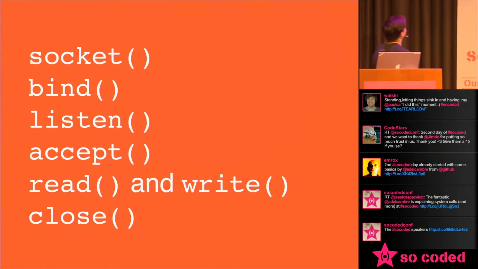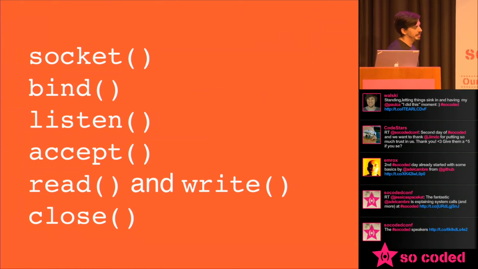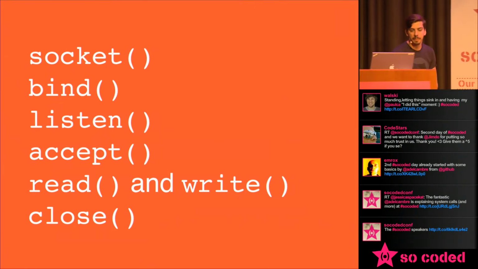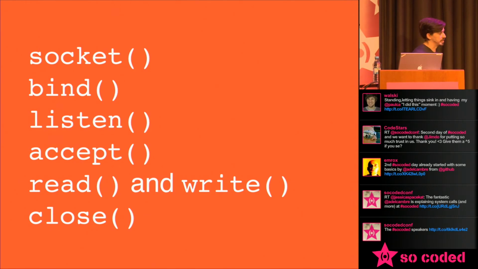So this is the BSD sockets API. This is probably about half of it or so. This is the server side. If you're making a client connection, you would use a slightly different API, but I'm going to go through each of these in turn. It's really simple.